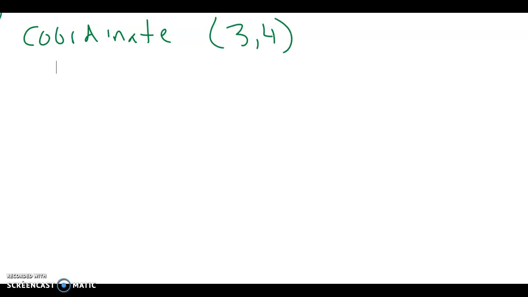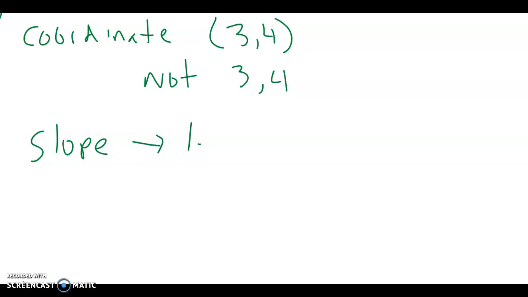I'm going to go over some expectations that I noticed on the last assignment. If I ask for a coordinate, my expectation is that a coordinate has parentheses around it, not just 3, 4. Okay. Also, when you are calculating slope, I want you to leave it as a fraction.